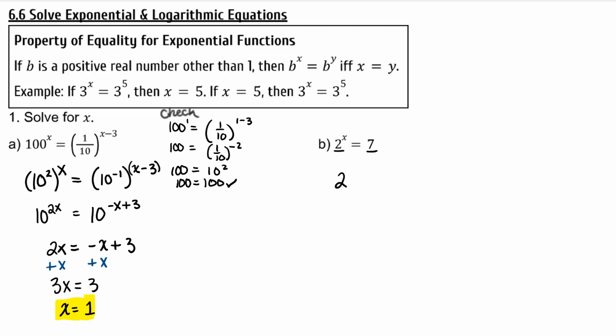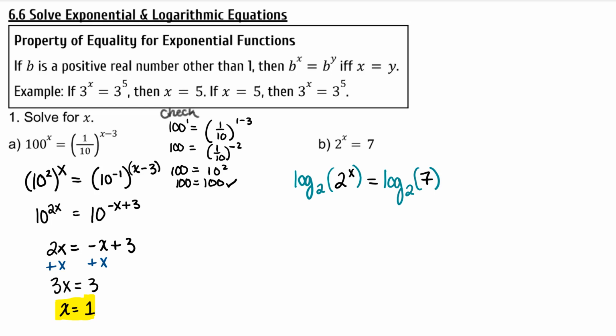The inverse operation of an exponential is a logarithm. So I'm going to take the log of both sides. And I specifically need to take log base 2 of both sides because 2 is the base of the exponent that I am trying to bring down.